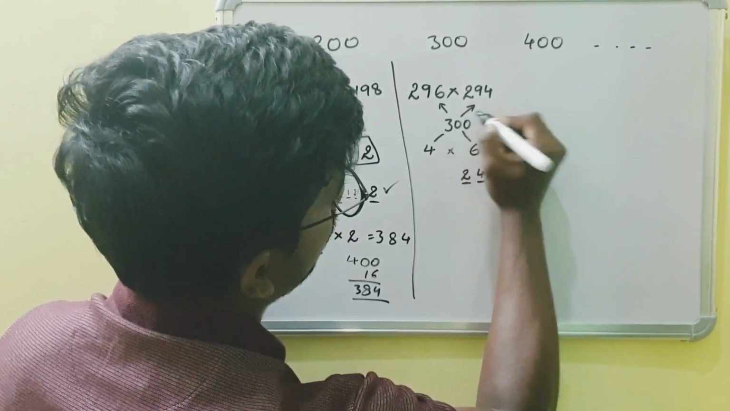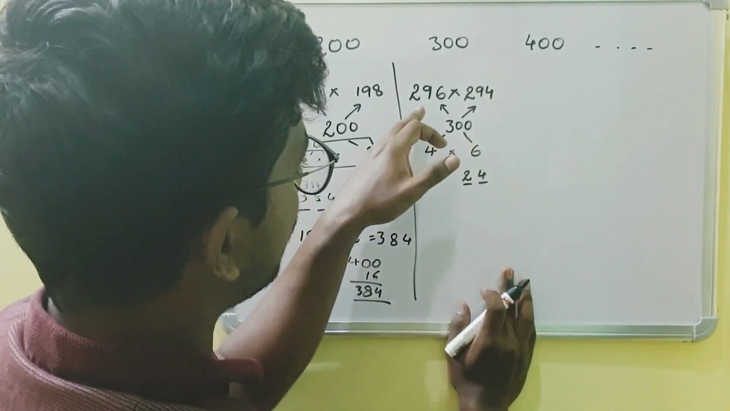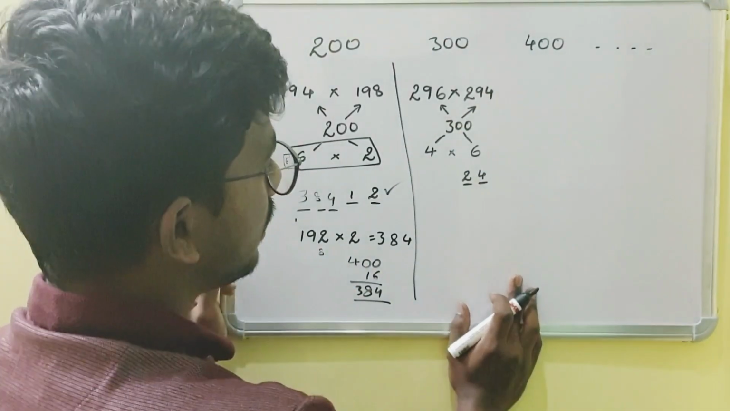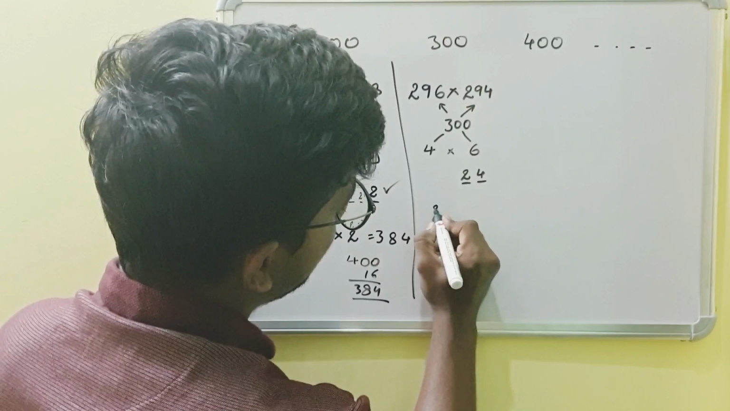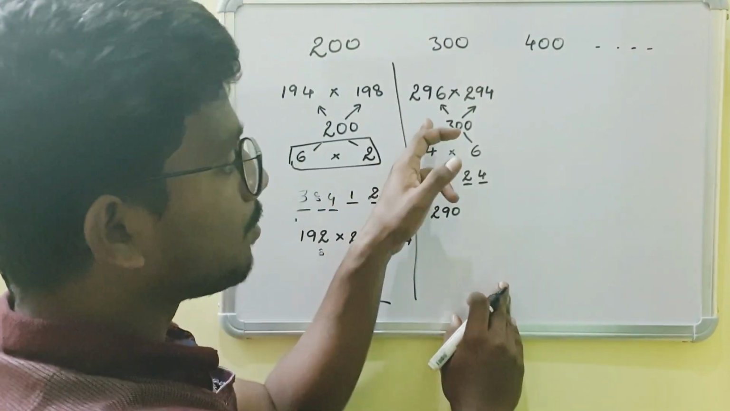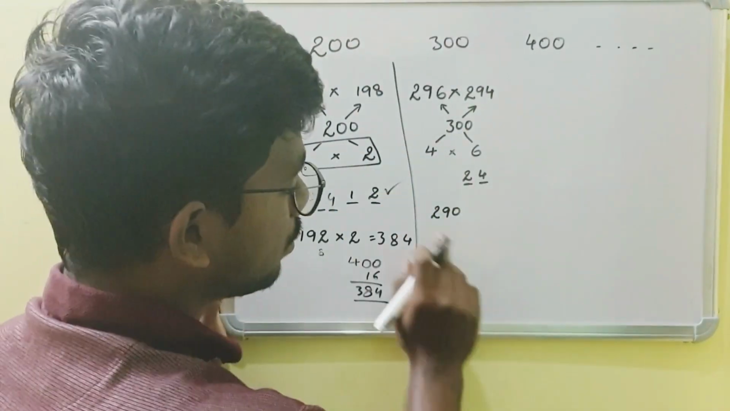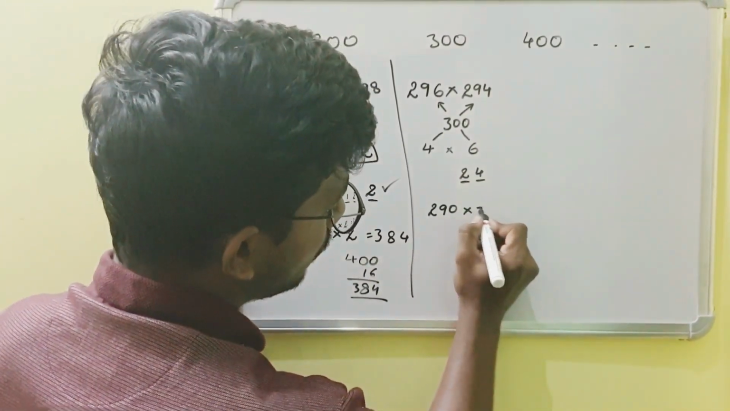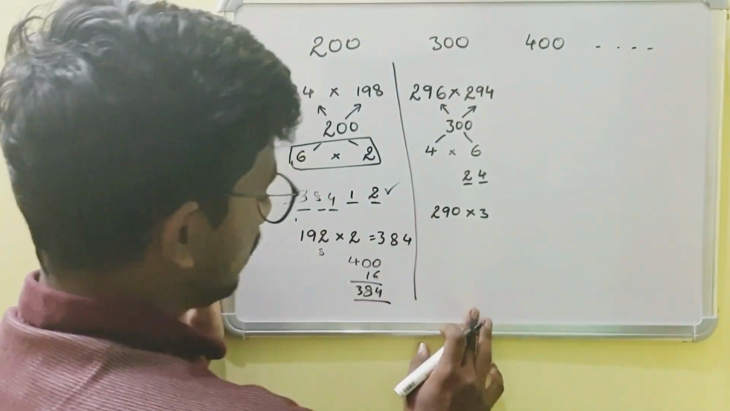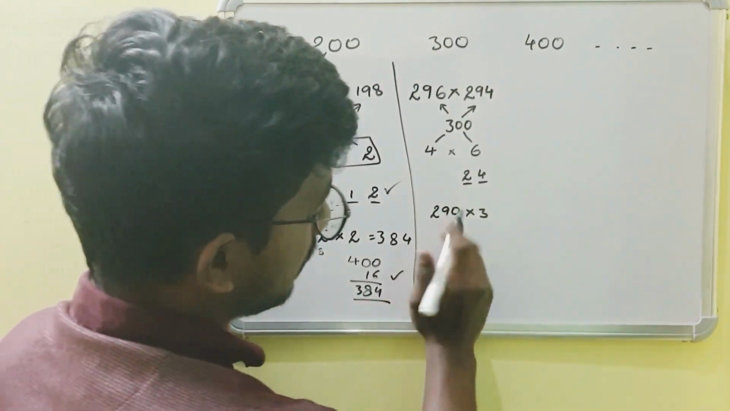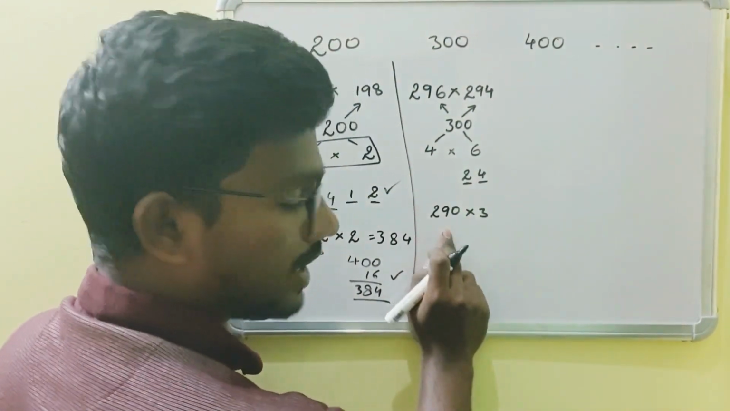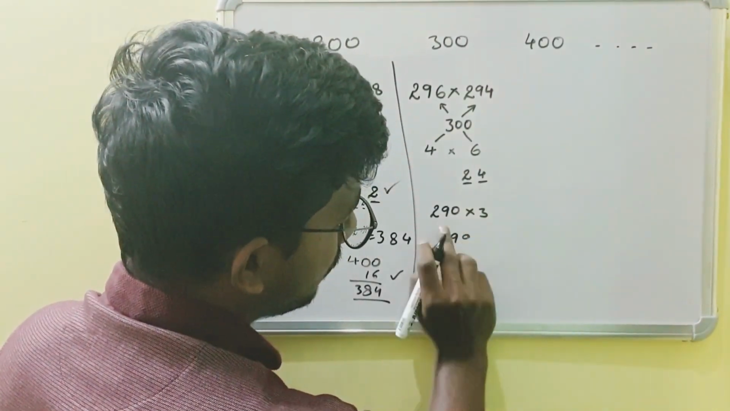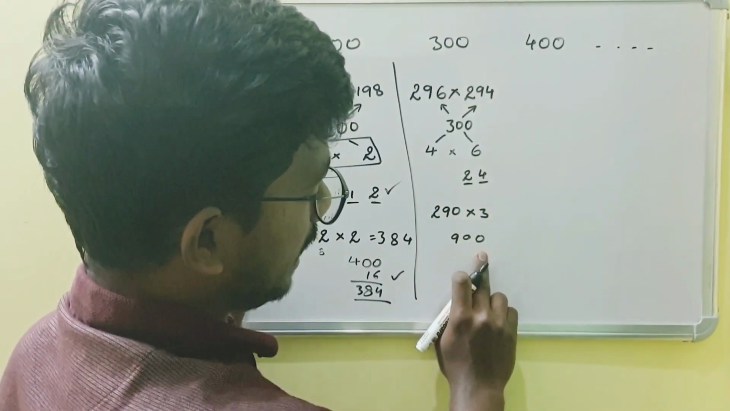See here, cross difference. Taking 6 from 296 or 4 from 294, both are equal, which is 290. So 300 is a multiple of 100 with 3. So we have to multiply 290 with 3. I will follow this method here. I will consider 290 as 300 and multiply that with 3, which is easier for me to calculate. Okay, 900.